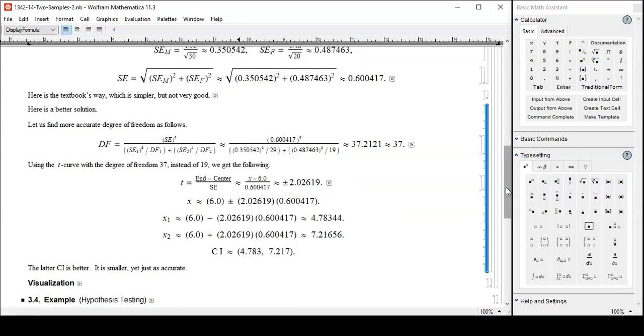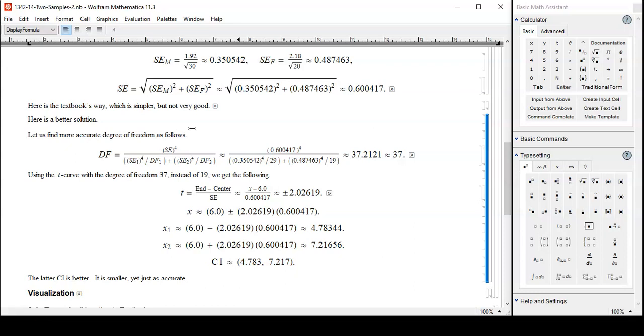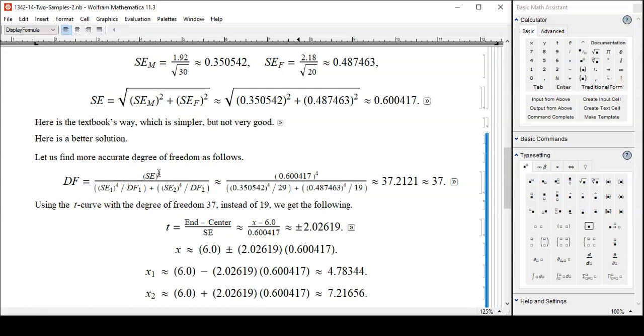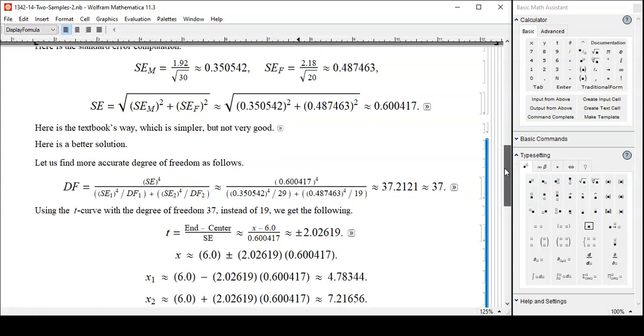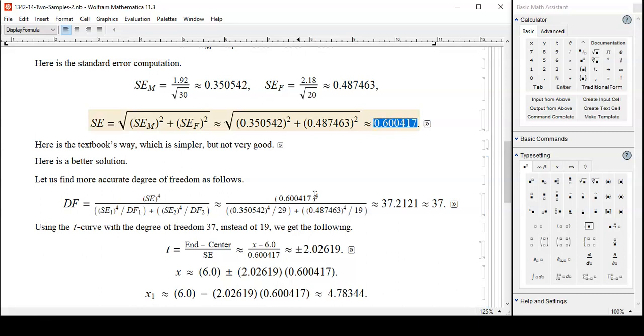Well, let me just tell you the best method. That's the formula, isn't it? And let me expand the font. That's the formula, SE to the fourth power. And you just calculate its SE, this one to the fourth power. That goes to the numerator. All right. And look at the denominator. You have a sum of two fractions, but their numerators are SE1 to the fourth power, SE2 to the fourth power. And as for SE1 and SE2, well, we calculated one for men and one for women. And then fourth power, this to the fourth power, that to the fourth power.